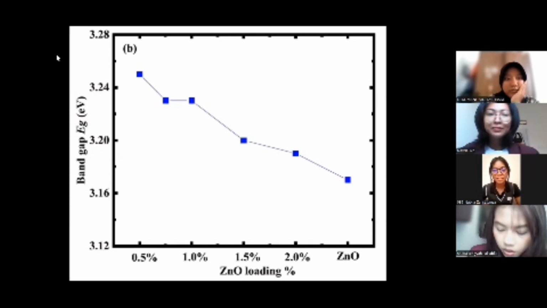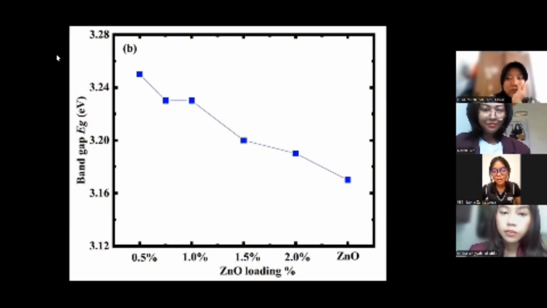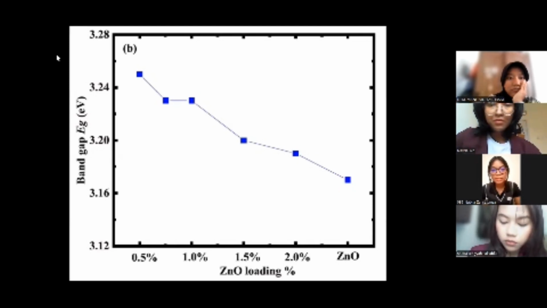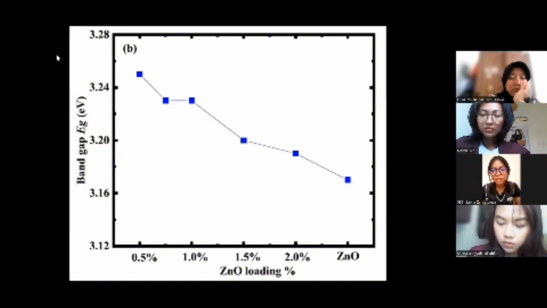Let me introduce myself. My name is Nabila Zahrotunisa. So at 0.5% ZnO loading, the material exhibits a relatively high band gap of approximately 3.26 eV. This value steadily drops as the ZnO loading increases.